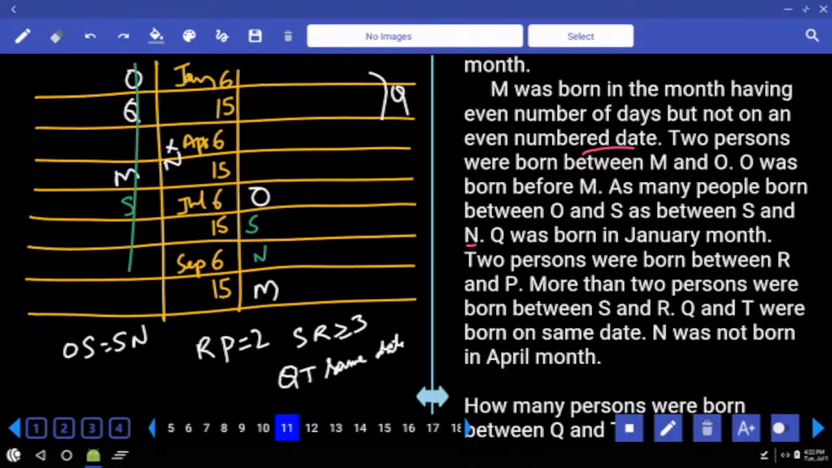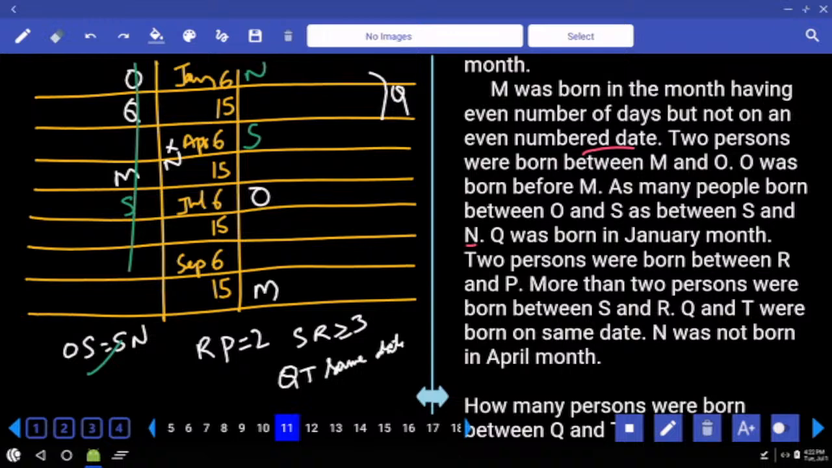Next, can we have S and N like this? No, because N cannot be in the month of April. S cannot be here. Then can we have S and N like this? One person between O and S, one person between S and N. Then next one, between R and P.